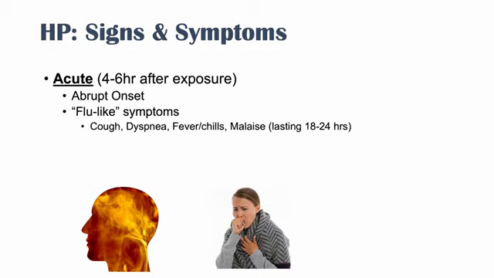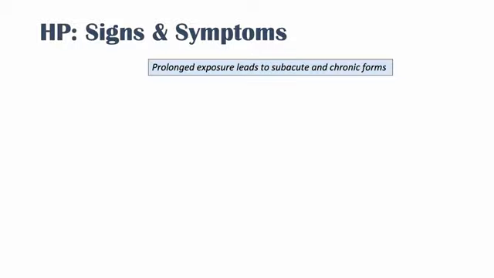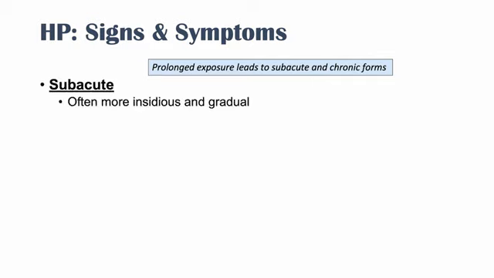They have cough, they have dyspnea or shortness of breath, they have fever and chills, so they don't feel very well. They also have malaise, so they're very tired. And the flu-like symptoms often last for 18 to 24 hours. They can also have chest tightness and may have some associated nausea. Prolonged exposure leads to subacute and chronic form. So those are the next two phases of hypersensitivity pneumonitis. So the next phase is subacute. This is often more insidious and gradual.